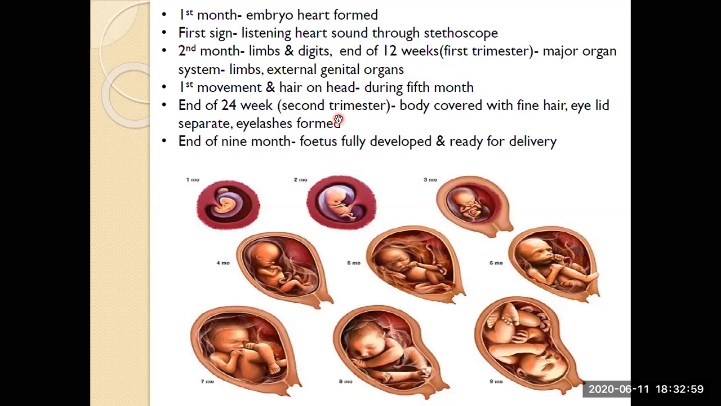Then at the end of the second trimester, the body is covered with hair, and eyelids and separate eyelashes are formed. At the end of 9 months, the fetus is fully developed and changes its position also. The head portion is towards the cervix part of the uterus. This takes place at the end of the 8th or the start of the 9th month. This fully developed fetus is now ready to be delivered.